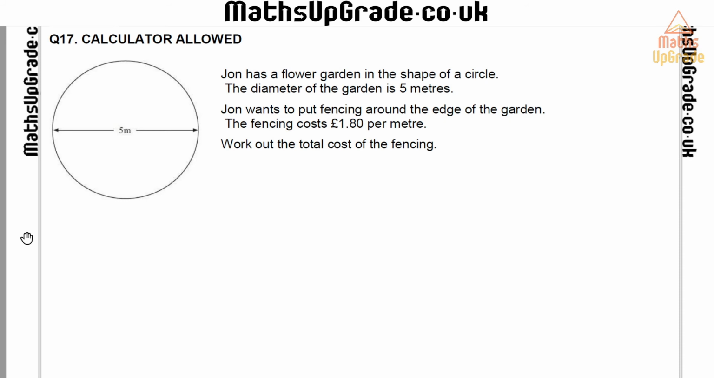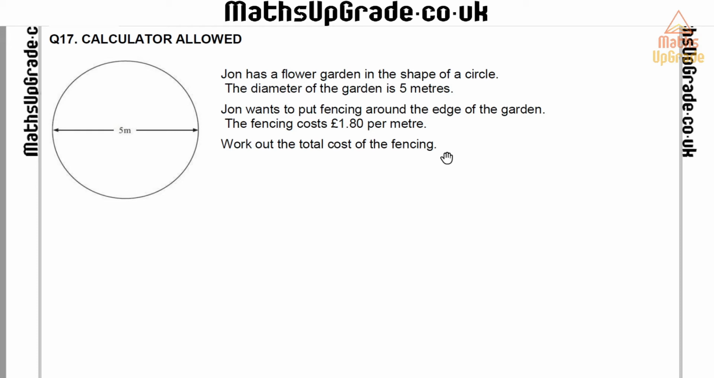Question 17. John has got a flower garden in the shape of a circle. Okay, so again, this is a plan view of that garden. The diameter of the garden is 5 meters. He wants to put fencing around the edge of the garden. So this question will involve circumference. The fencing costs £1.80 per meter. Work out the total cost of the fencing.